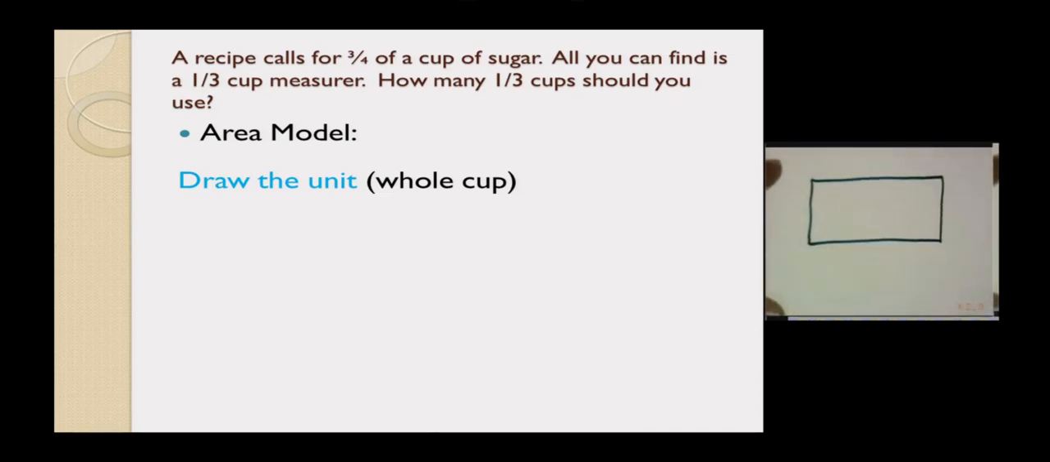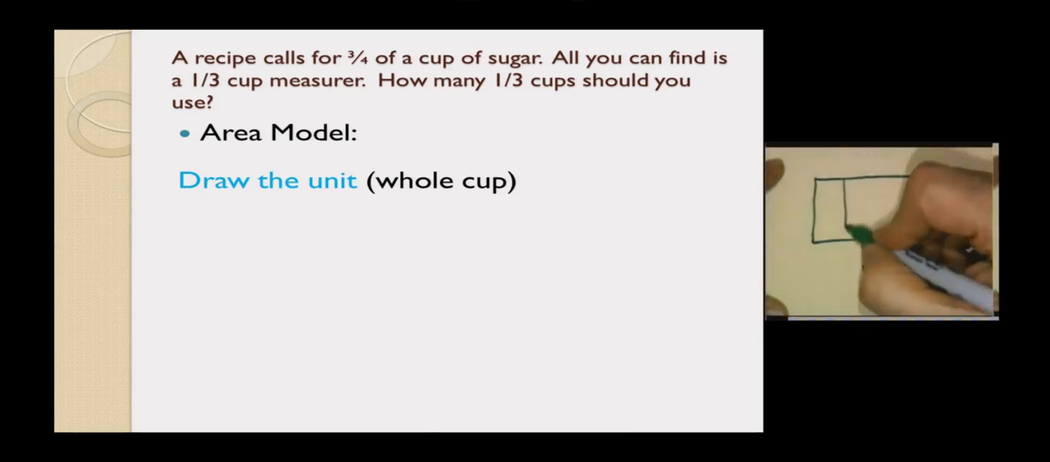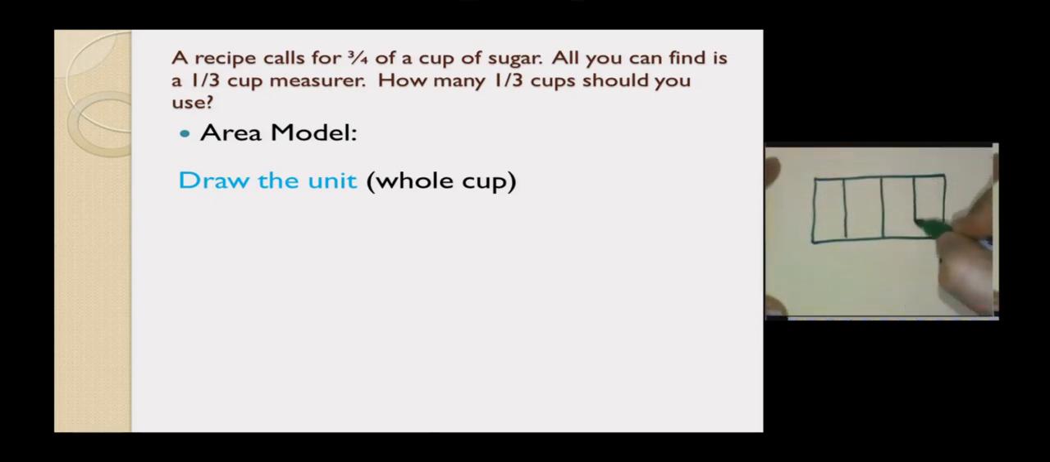And the recipe calls for 3/4 of a cup, so I need to know what that looks like. I'm going to divide it into fourths. And I do not want any sugar out here. I only want to fill sugar up to this much, because I only want 3/4 of a cup of sugar.